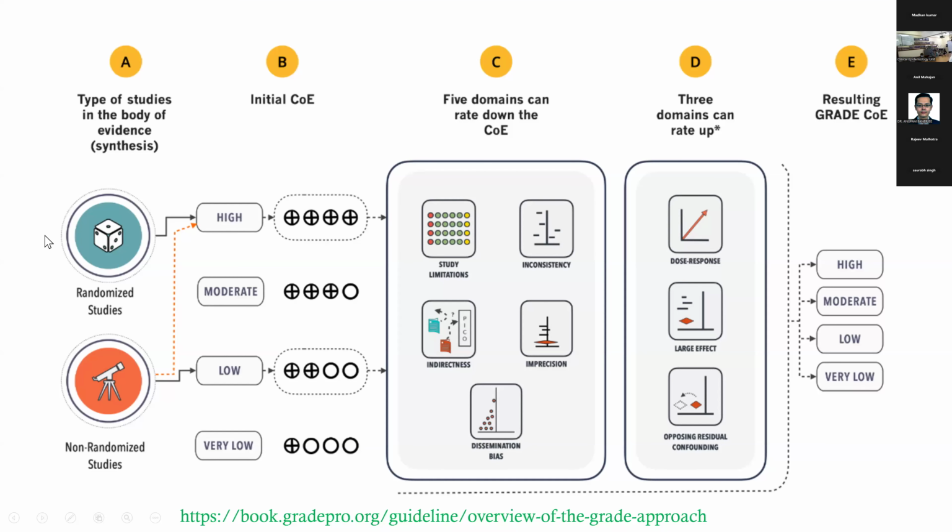And just remember that for GRADE, randomized studies start at high quality evidence, confidence in the estimated effect, and then if there are study limitations, we rate it down. If the studies are all over the place, which is also called inconsistency, we rate it down. If the PICO is not exactly what we want, we rate it down for indirectness. If the confidence interval is crossing the minimum important difference, we say imprecision.